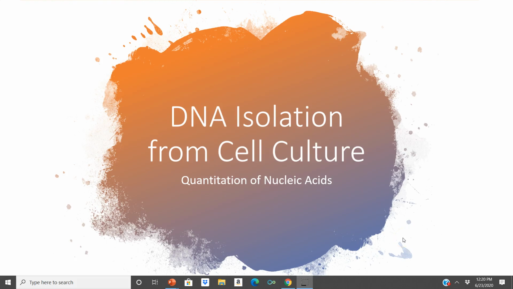This week we are going to be learning about DNA isolation from cell culture and the different techniques we can do with it in order to analyze the extracted nucleic acid.